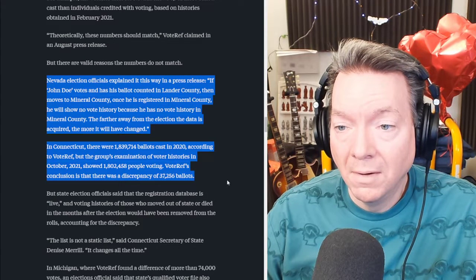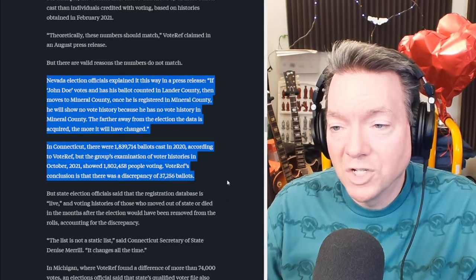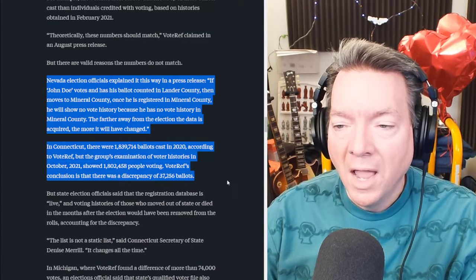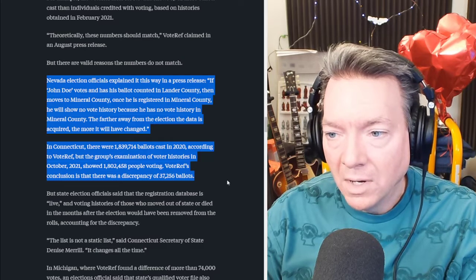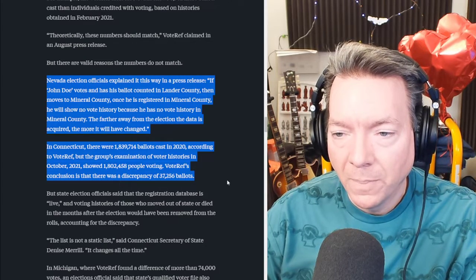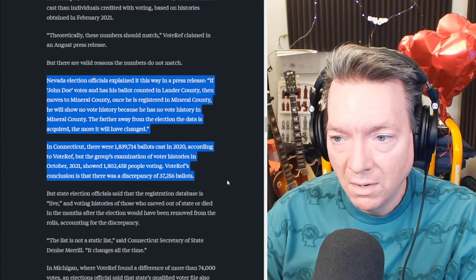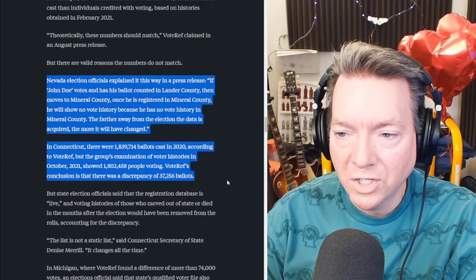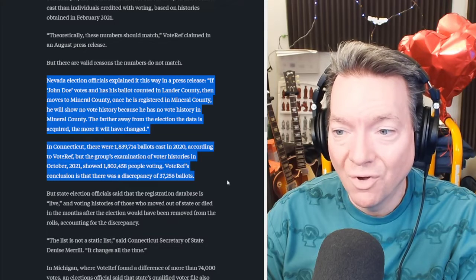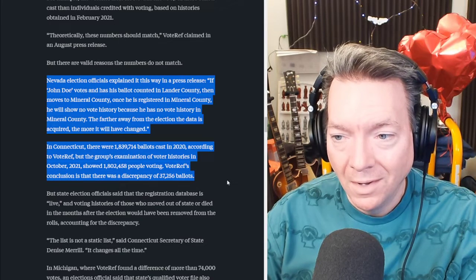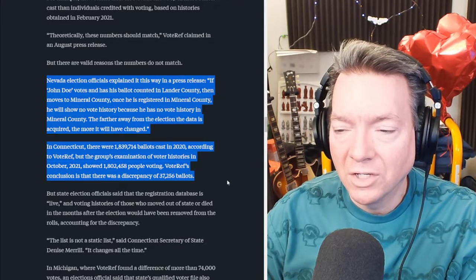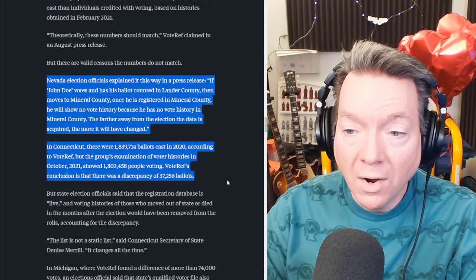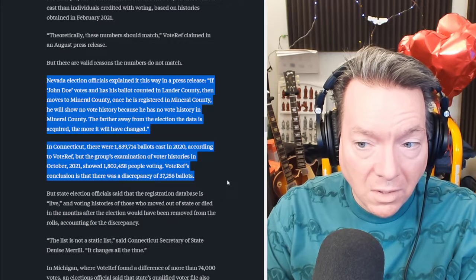Nevada election officials explained it this way in a press release. If John Doe votes and his ballot is counted in Lander County, then moves to Mineral County, once he is registered in Mineral County, he will show no vote history because he has no vote history in Mineral County. The farther away from the election the data is acquired, the more it will have changed.